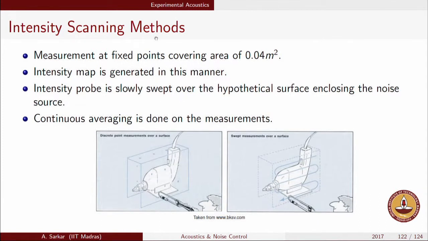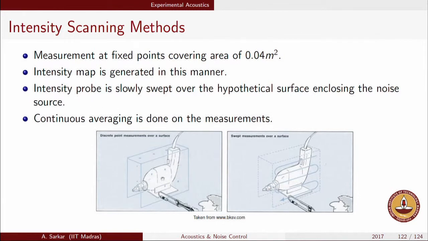There are different ways in which you can scan for these different points. These are some prevalent practices as given in the document downloaded from the Bruel and Kjaer website. They recommend that you can take measurements at fixed points covering an area of 0.04 meter square, and then you can generate an intensity map. This is not exactly a contour map; it will be a 3D vector field map because intensity is a vector. Using the vector field map you can find the hotspots and the exact components from where the sound power has maximal radiation.